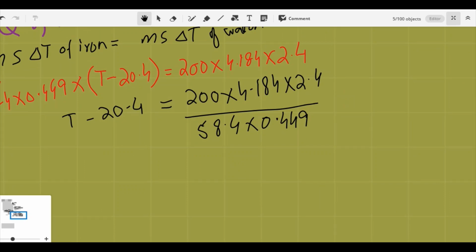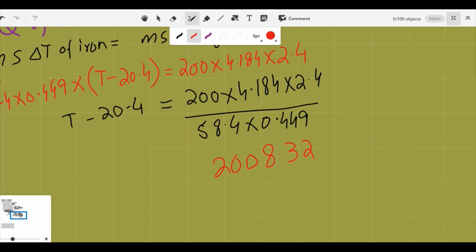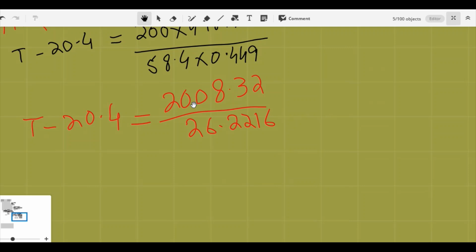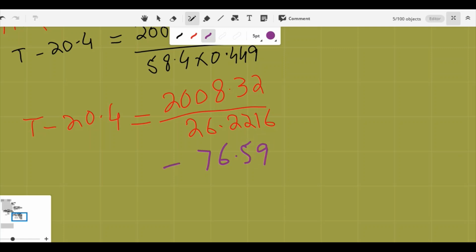So now we have to calculate it. 200 times 4.184 times 2.4 equals 2008.32, over 58.4 times 0.449, which equals 26.2216. That is equal to T minus 20.4. First of all we need to divide: 2008.32 divided by 26.2216 equals 76.59. So that is equal to T minus 20.4.